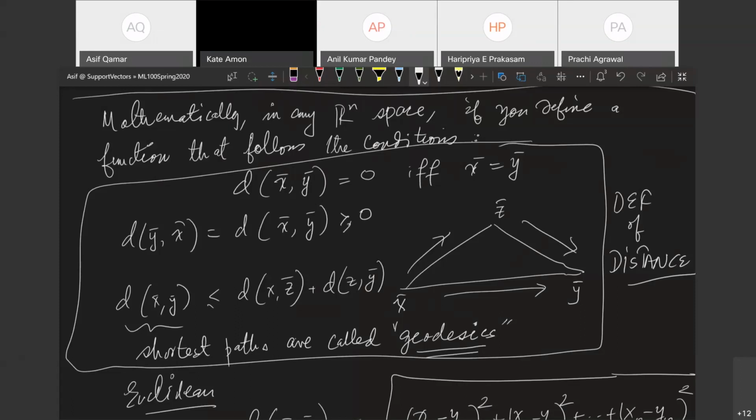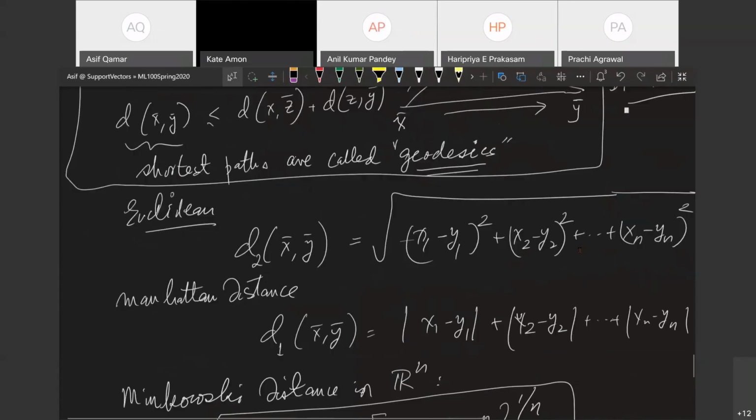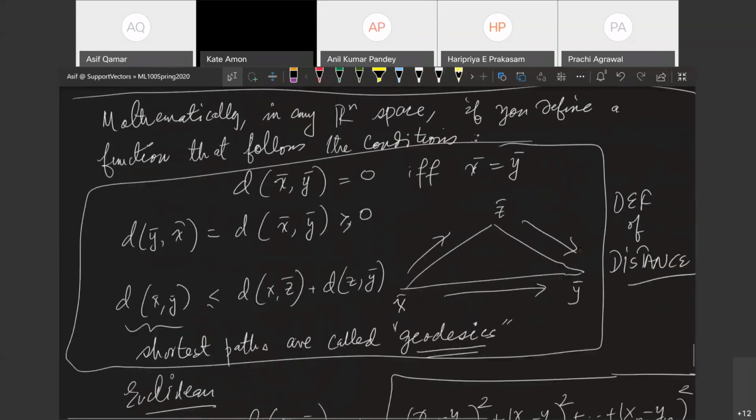Asif, can you also clarify the difference between norm and metric? You mentioned metric some time back. So what's the difference between those? Another word for a distance is metric. A distance, the function d, is called the metric. That itself is a metric.